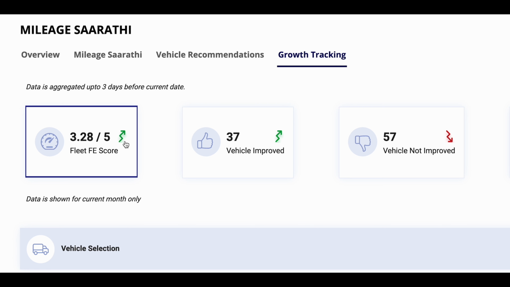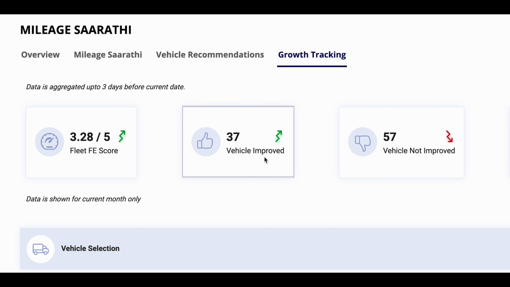A green upward trend indicates improvement based on Saarathi recommendations. For example, this system might highlight areas where driver behavior adjustments can lead to better fuel efficiency. By implementing these changes, you can see a positive impact on your fleet score.